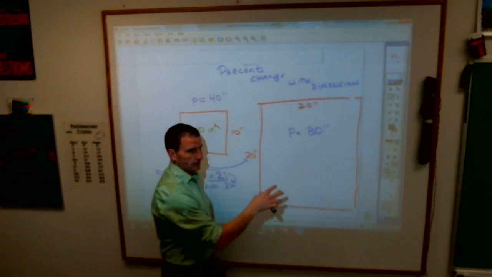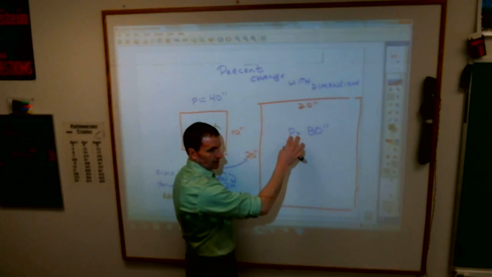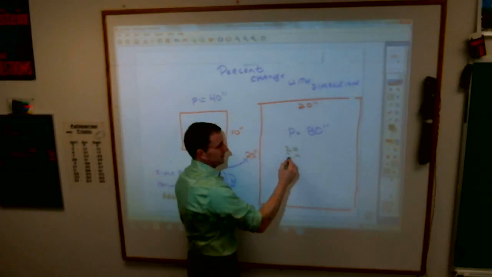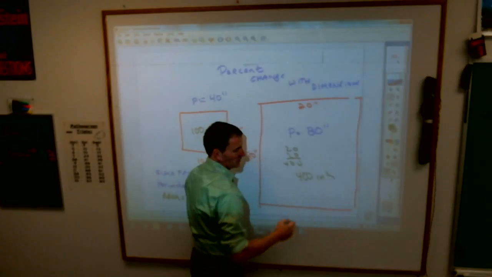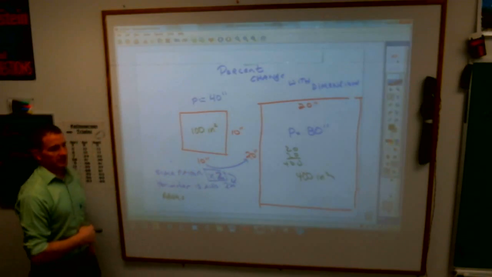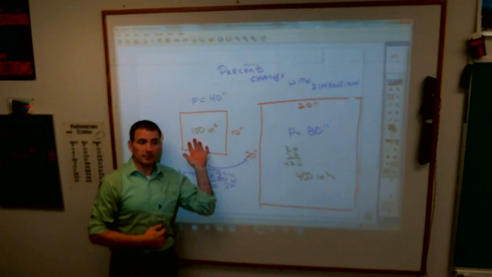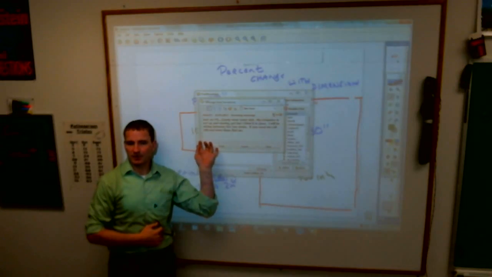What is the area of the big pizza there? 20 times 20 is? 400 inches squared. Yeah, 20 times 20, 400 inches squared. Which is not logical to most people because if you double 100, you should get 200 square inches. But that's not the case when it comes to area.